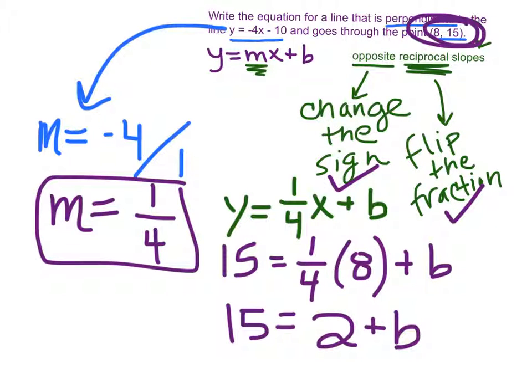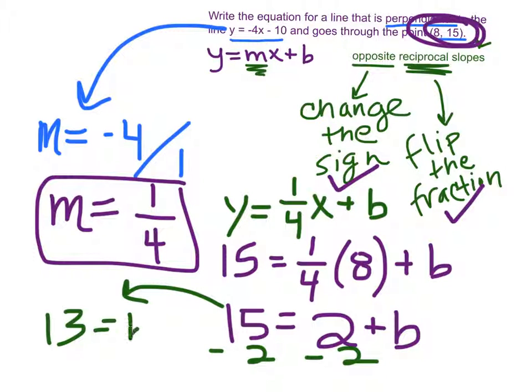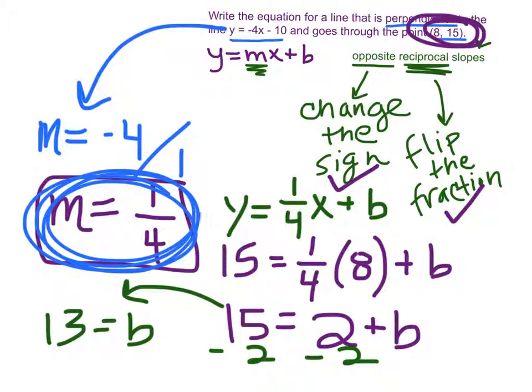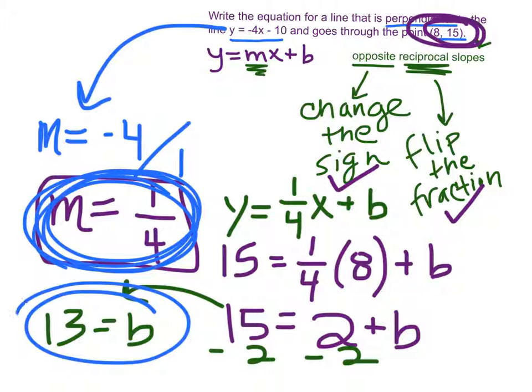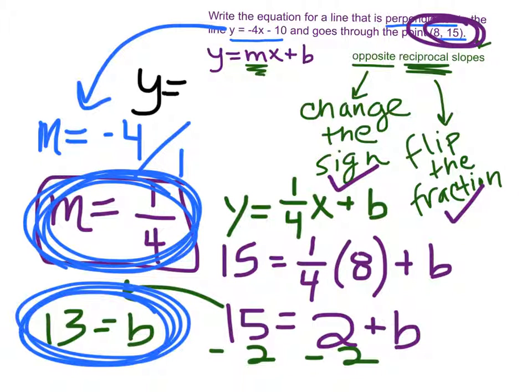We can solve for b by subtracting 2 on both sides, and then we're left with 13 equals b. So now we can write our equation. We have our slope of positive 1/4 and our y-intercept of positive 13. So we can write our equation: y equals 1/4 x plus 13.